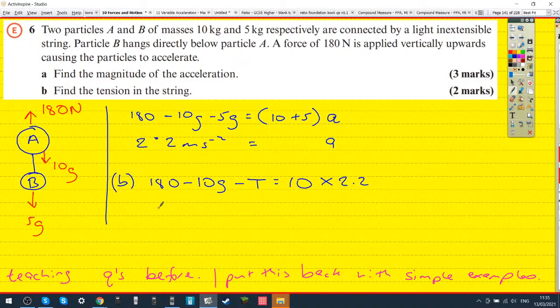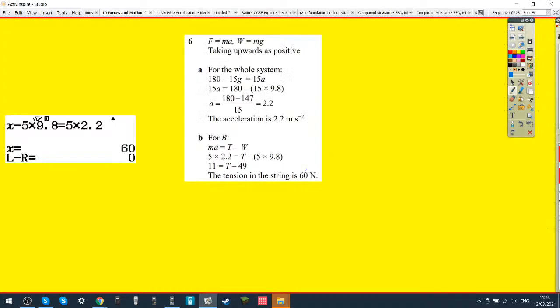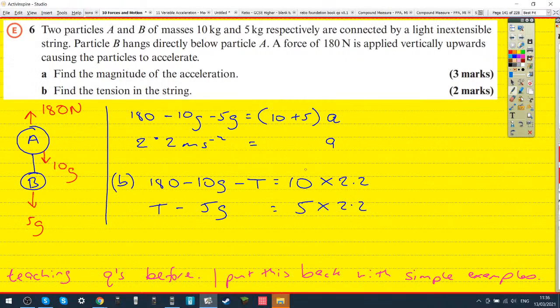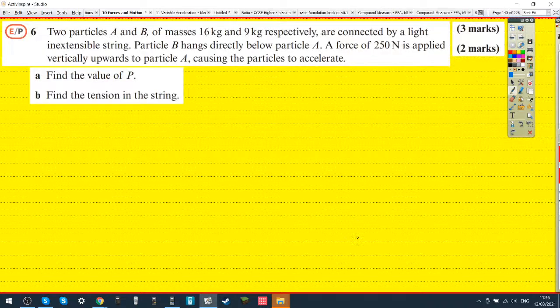Yeah. I would use the simpler one, which is the other one, T minus 5g. It's only got two forces, equals 5 times 2.2. Although I kind of do prefer this one. Even though there's a lot more going on, you can be quite certain of it. So A was 2.2, and then T minus 5g equals 5 times 2.2, so you get T equals 60 newtons. Okay, that's all right.